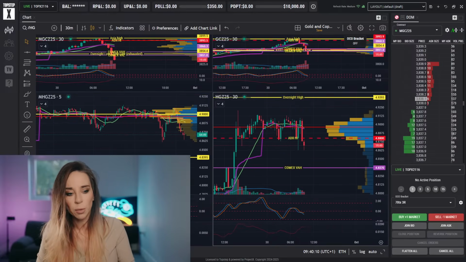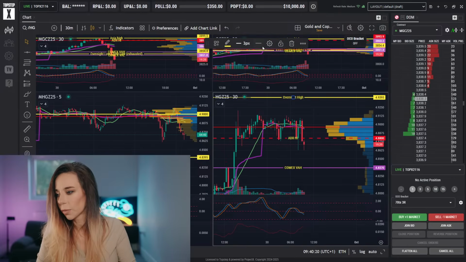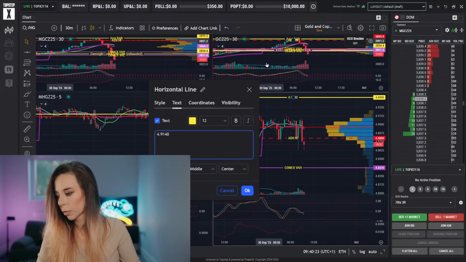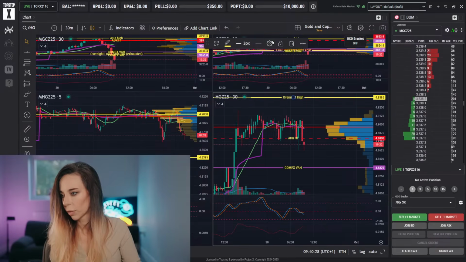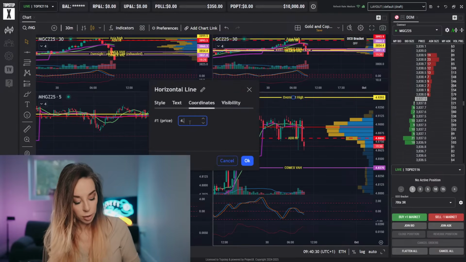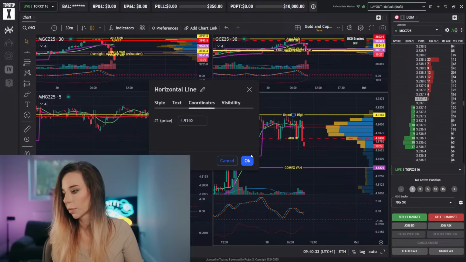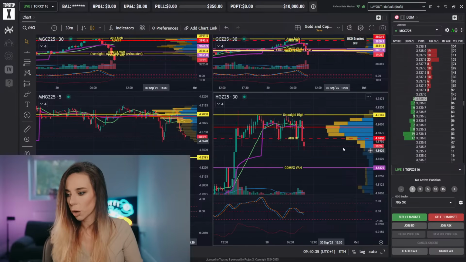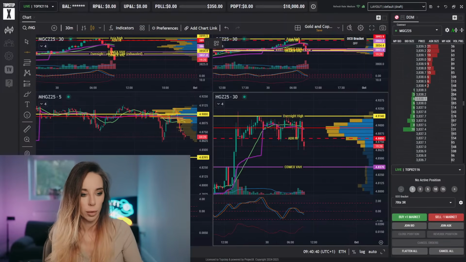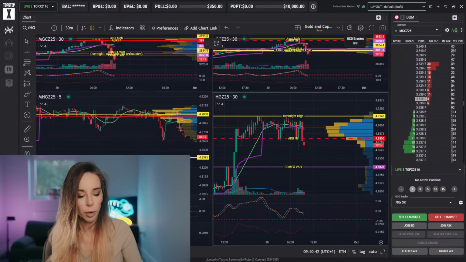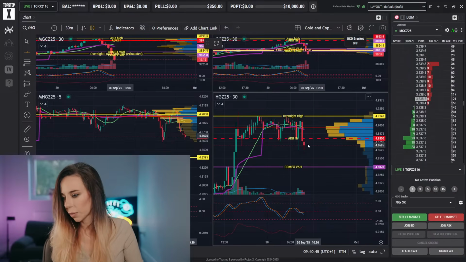Now let's do the same for copper. Copper Asia high was created at 491.40. And I need coordinates. Now the Asia low is just being touched here. $87.50.